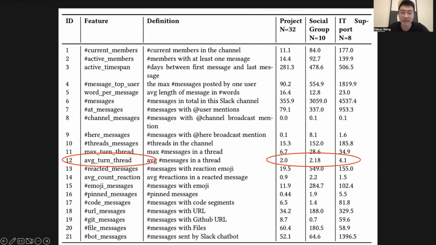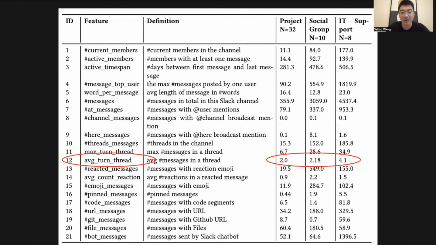As you can see, for example, if we look at this particular measure, the average turns per thread, which counts how many messages are in a thread, you can clearly see that in different categories of channels, people's behaviors are quite different. For example, for an IT support channel, on average, each thread will have 4 turns, which means 8 messages. But for a project-based channel, each thread will normally have 2 turns, which means 4 messages exchanged.